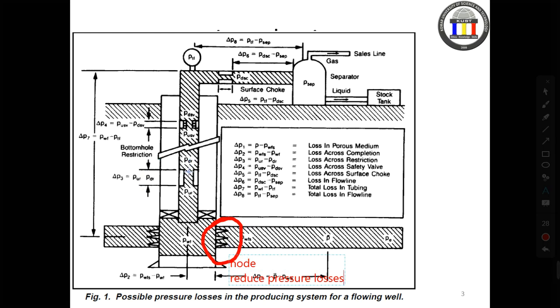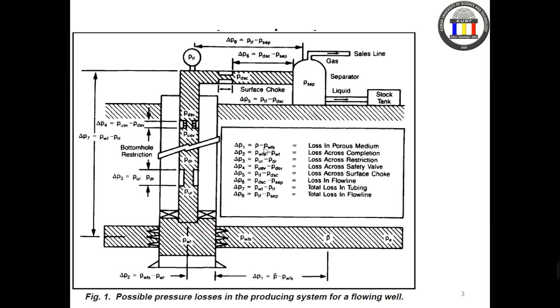That's our job as production engineers. We reduce the pressure losses here. But the question is how we can reduce the pressure loss. First, we need to understand whether the pressure is lost here or not. This is the first question. So we look into it, and then we go ahead further. What can we do with it?